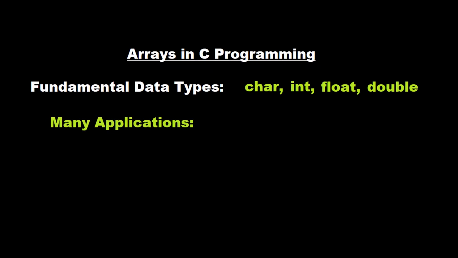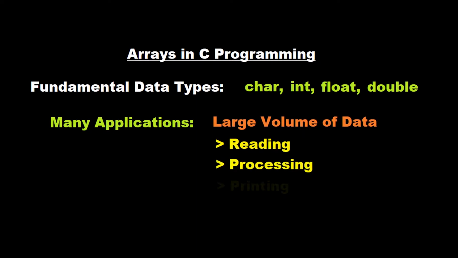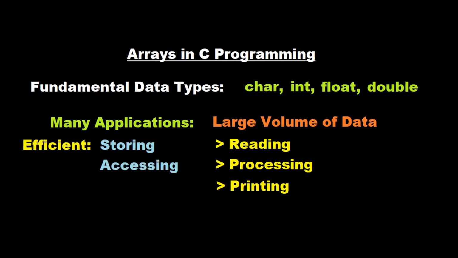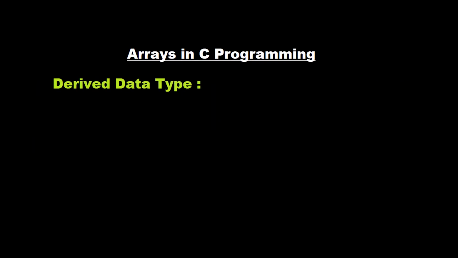In many applications, however, we need to handle a large volume of data in terms of reading, processing, and printing. To process such large amounts of data, we need a powerful data type that would facilitate efficient storing, accessing, and manipulation of data items. C language supports a derived data type known as array that can be used for such applications. So, what is an array?